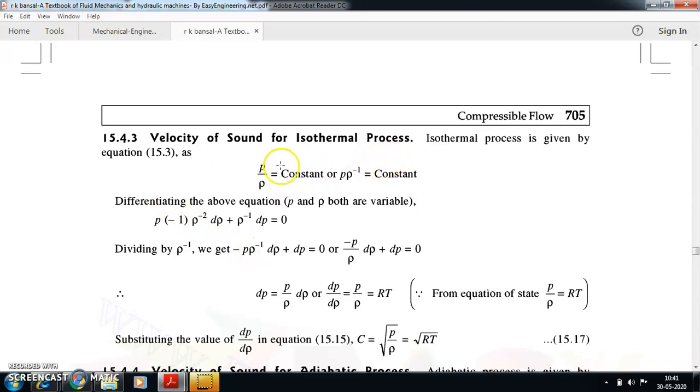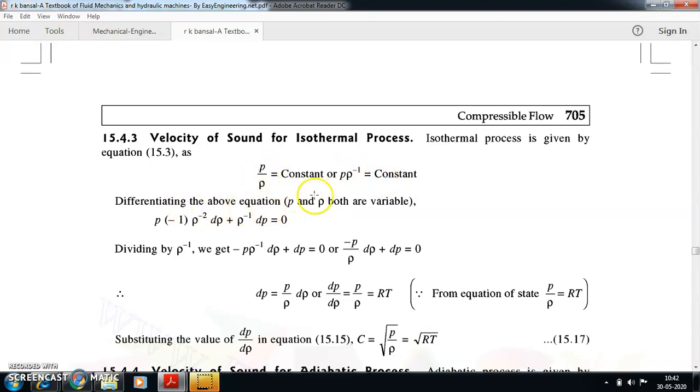The next important relationship is getting the equation for the velocity of sound for an isothermal process. We know the basic equation of the isothermal process, which we have seen previously at the start of this chapter, that is P divided by rho is equal to constant. I can write this as P into rho to the power of minus 1 equal to constant, just taking this rho above.